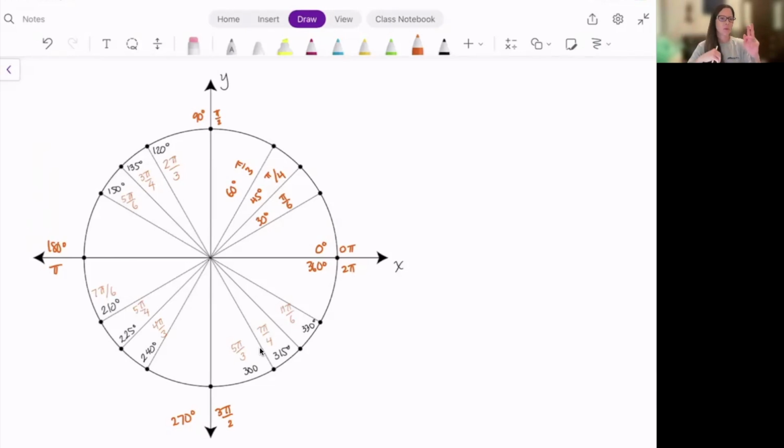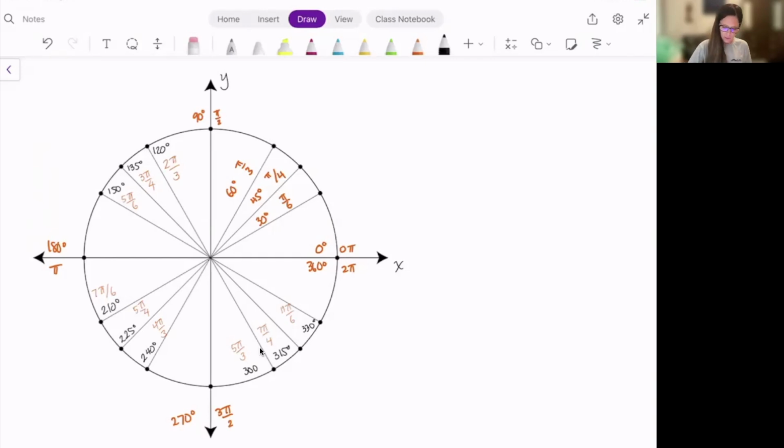Pi over 4, 3 pi over 4, 5 pi over 4, and 7 pi over 4. All of the measurements above the x-axis are less than pi because they're less than 180 degrees. All that are below are between pi and 2 pi because they are between 180 and 360 degrees. We can now use those special values to help us determine the coordinates.